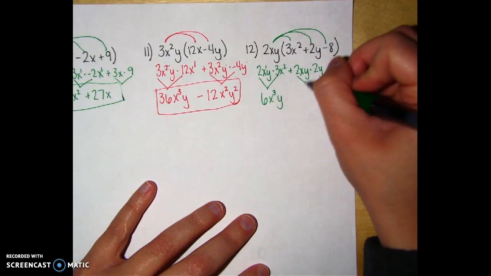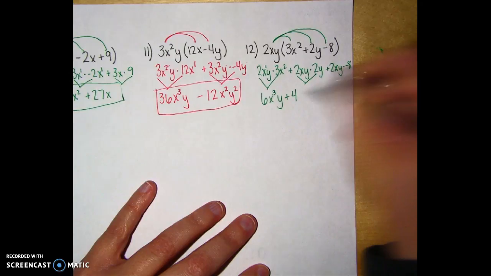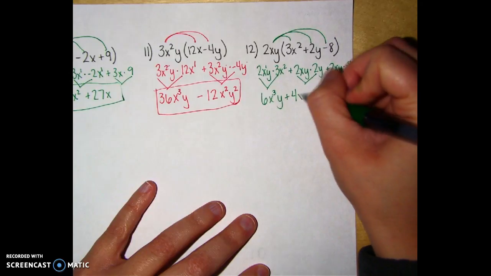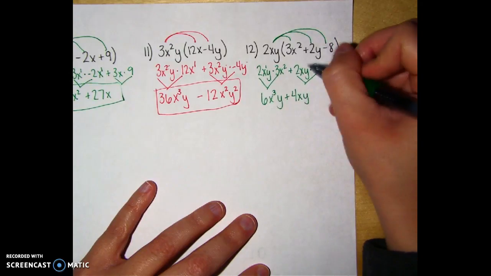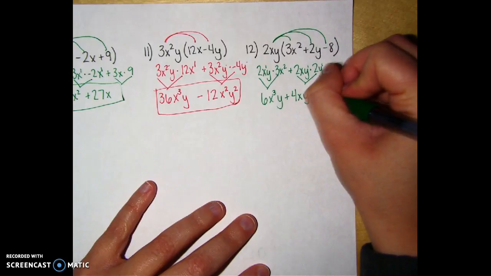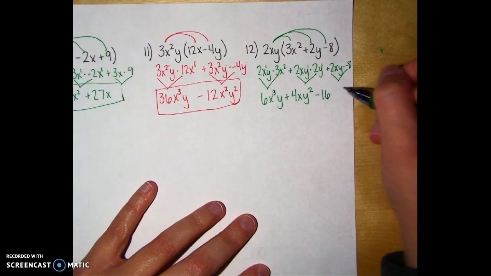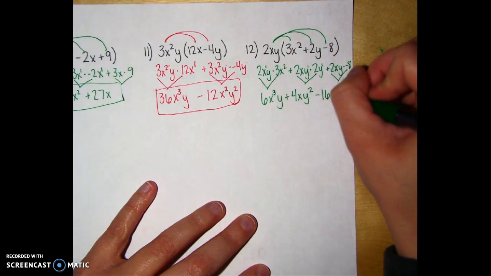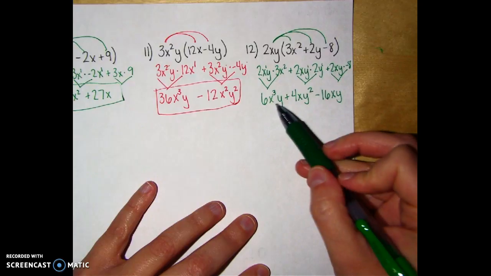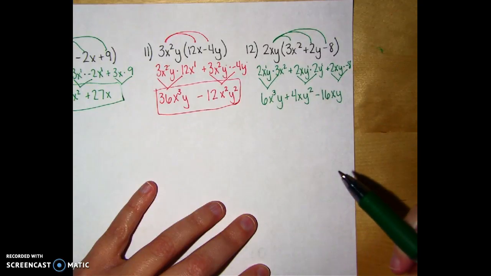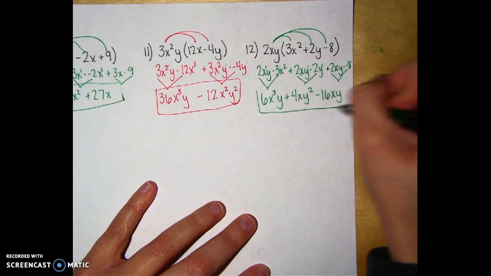This one, 2 times 2 is 4. For the x's, there's just 1. For the y's, there's 1 plus 1, that's 2. And here, 2 times negative 8 is negative 16, and the x and the y come straight down. None of the x's and y's are the same, so there's no like terms, so I am done.